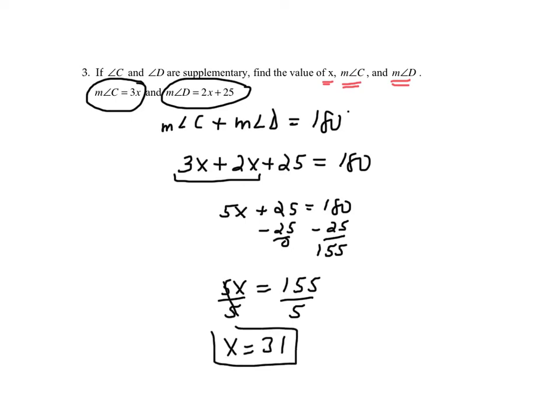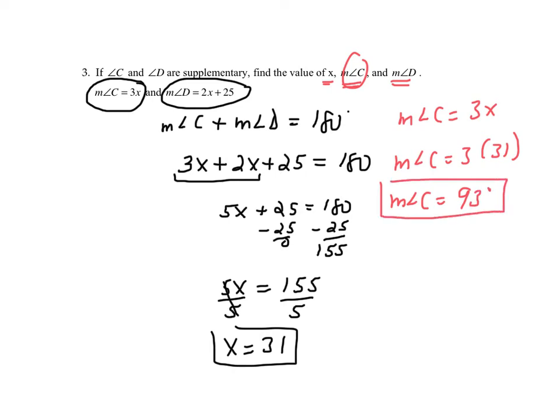Remember, that's just part of our answer. We have to come back in and find the measure of angle C next. So the measure of angle C, remember, was equal to 3x. Now we know the value of x is 31, so use that substitution property to plug 31 in for x, and then do the math. And 3 times 31 is going to give us 93 degrees.